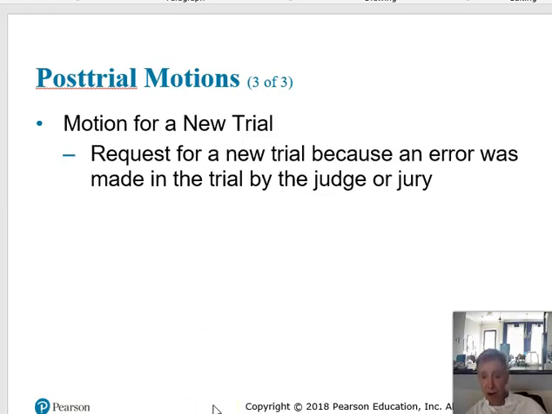Motion for a new trial. This is a request for a new trial, a whole start over because an error was made in the trial by the judge or jury. So this is after the trial, and this is not an appeal where you can only do certain things. It's a request for a whole new trial.